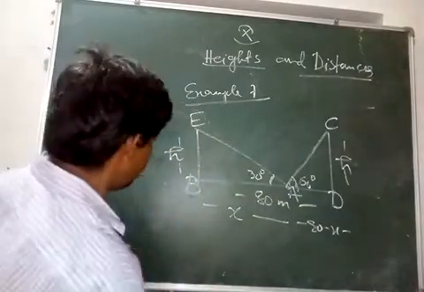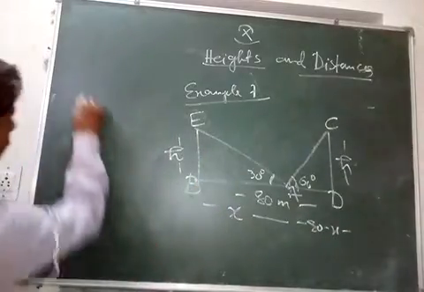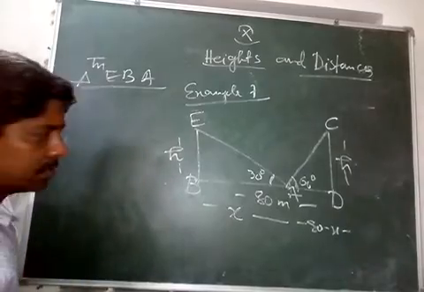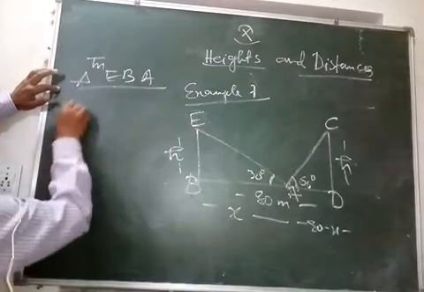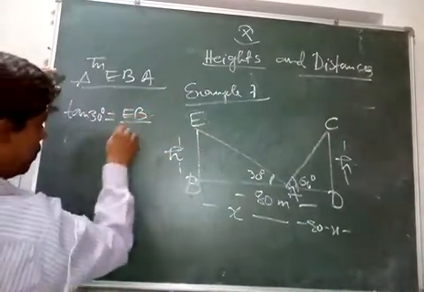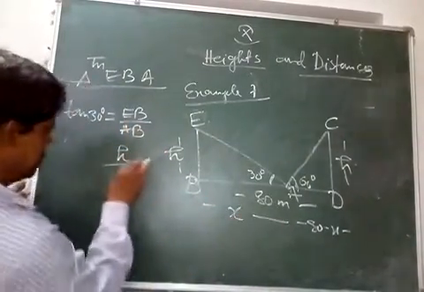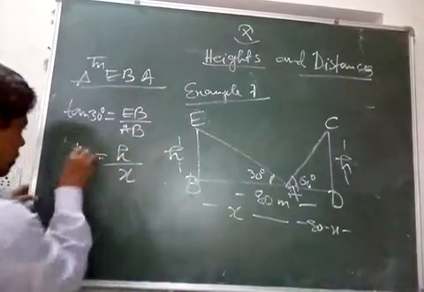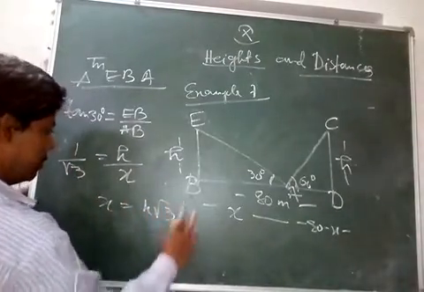Now the important part is, you have to take two triangles. What are the two triangles we have to take? The first triangle is EBA. So in triangle EBA, you can say that tan of 30 degrees is EB upon AB. Now what is EB? h. What is AB? x. And what is the value of tan 30 degrees? You should know this, 1 upon root 3. So we can multiply like this: x is equal to h root 3. This is our equation number 1.